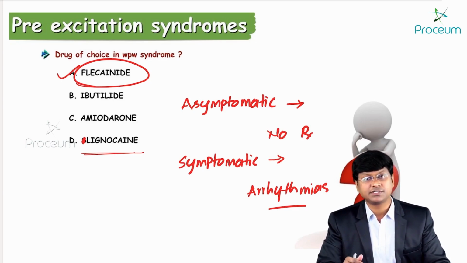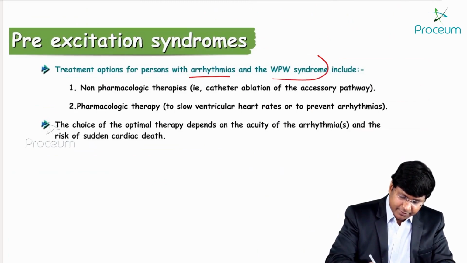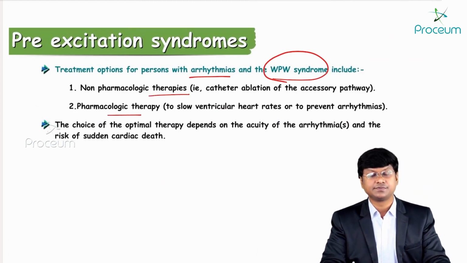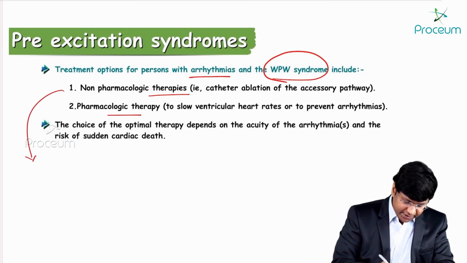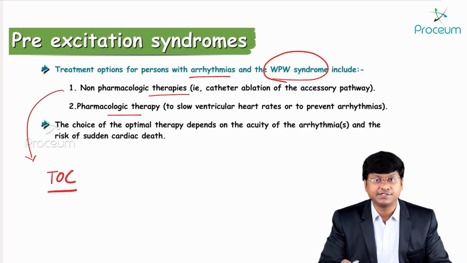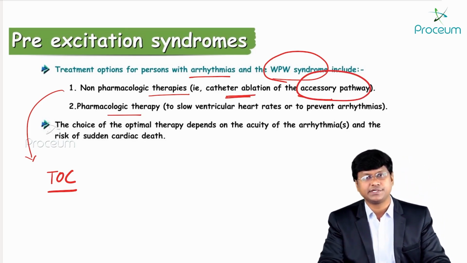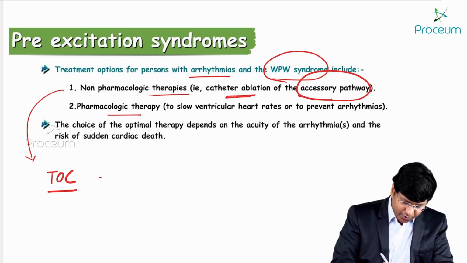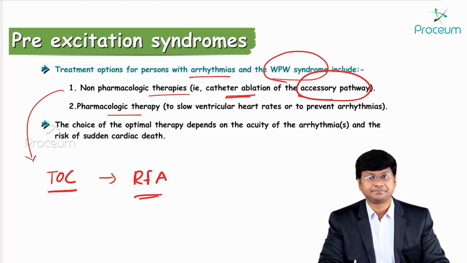So in the treatment we have two options. One, the non-pharmacological therapies, and the pharmacological therapies are also there. So the treatment options for arrhythmias in WPW syndrome include non-pharmacological therapies as well as pharmacological therapies. Now, what are the non-pharmacological therapies? What is the treatment of choice? The treatment of choice in these patients will be catheter ablation of the accessory pathway. That is a non-pharmacological therapy. So you will do radiofrequency ablation of that particular accessory pathway.